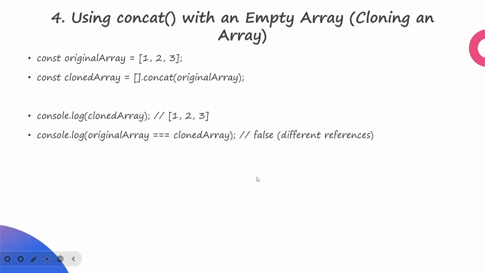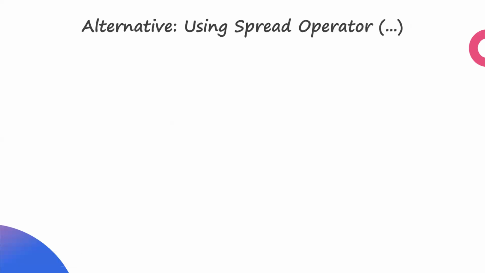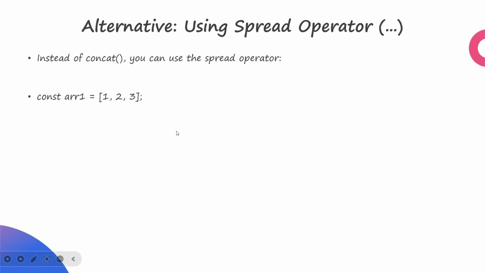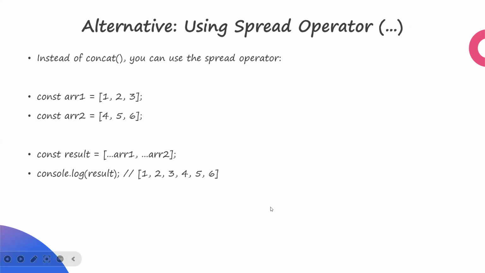So that is the concat method. And I just showed you the spread operator alternative. You can actually use it. So when you use the spread operator, you are going to take the content of that array and put it inside the new array that you're creating. So the content of array 1 and array 2 will be added inside this array here. So the result will not be an array of the two of them.